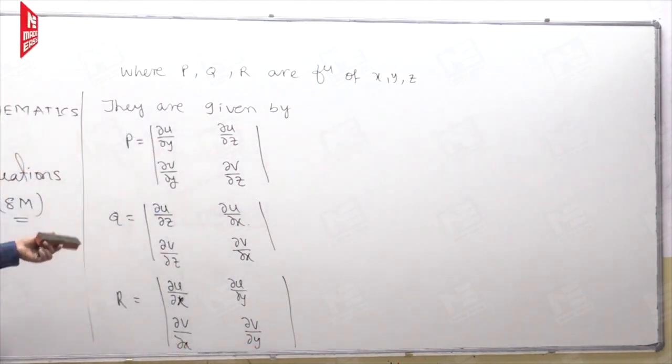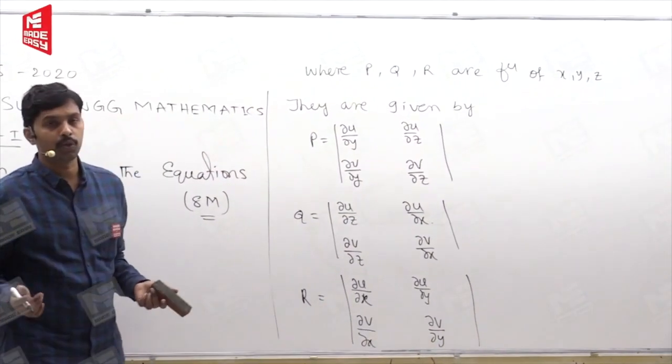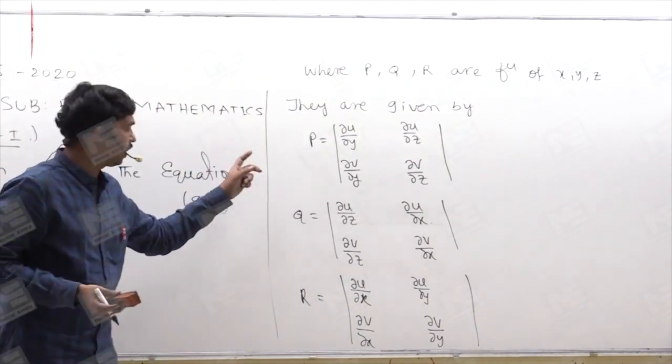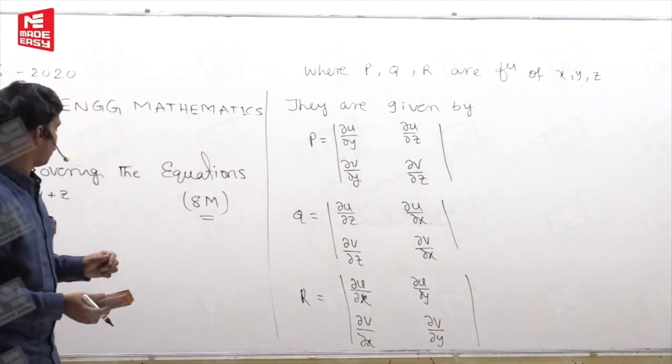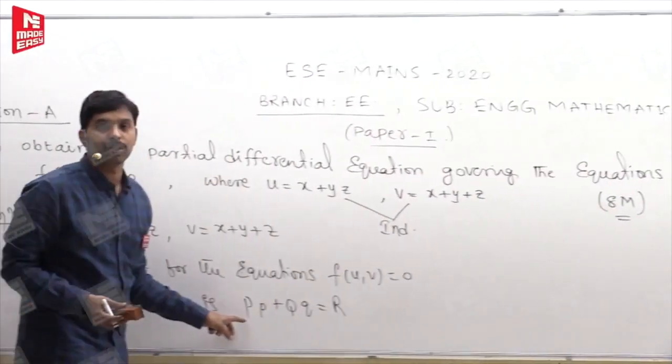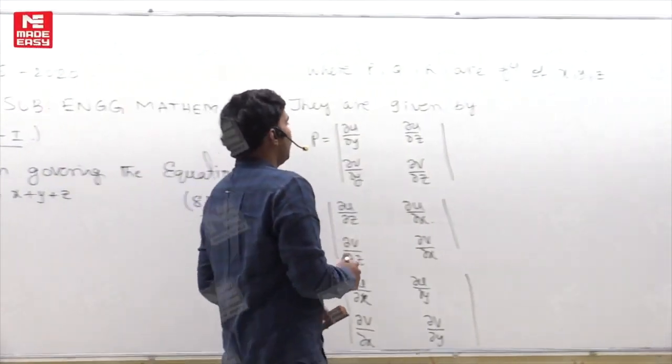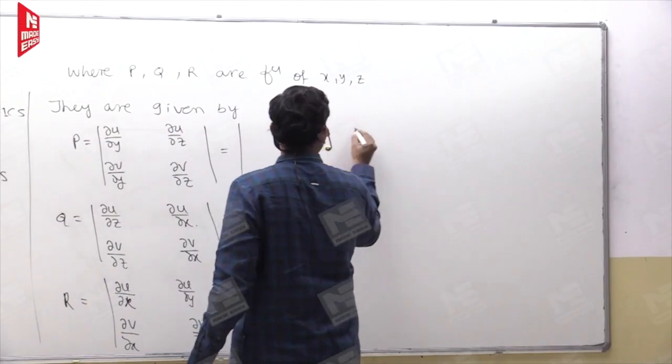So these are the determinants, not Jacobians, which will give you the capital P, capital Q, capital R, which can be substituted in this equation Pp plus Qq is equal to R, right? So now let us find out these things here.